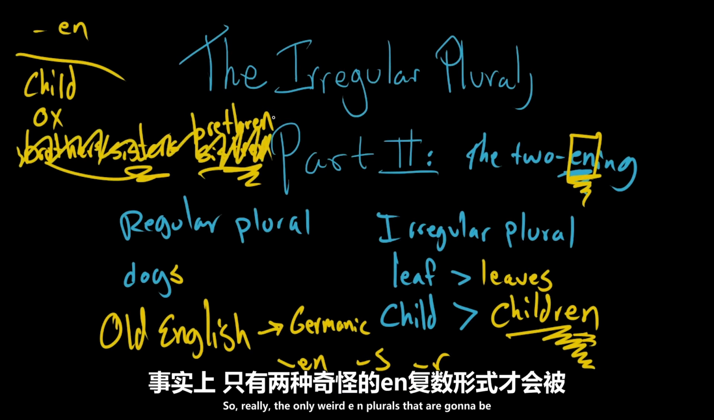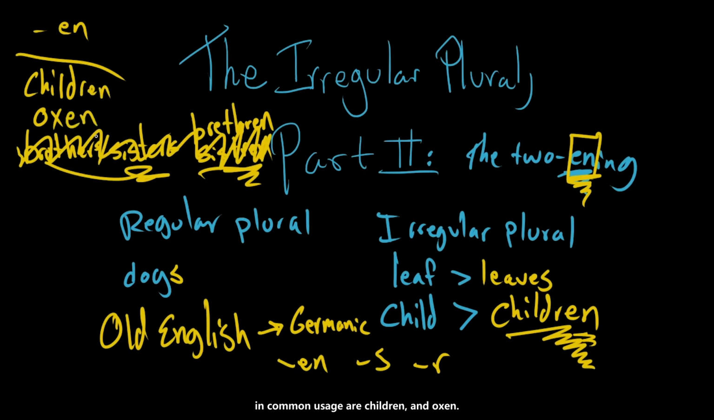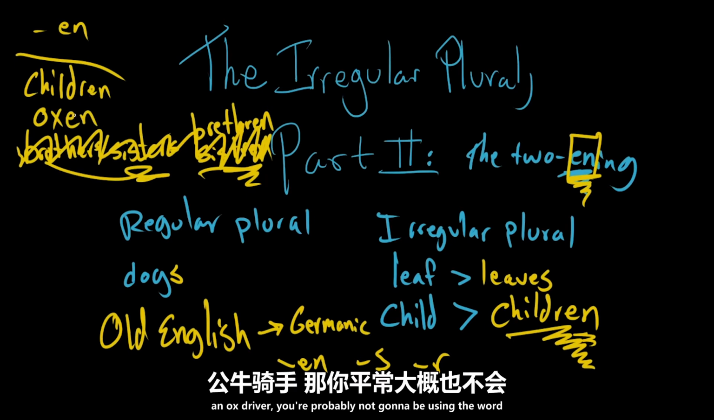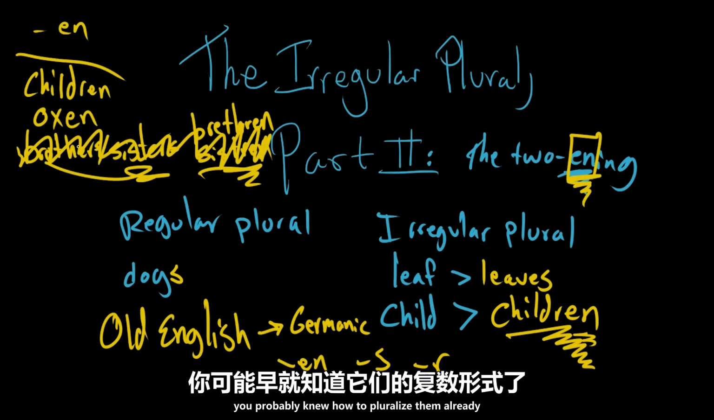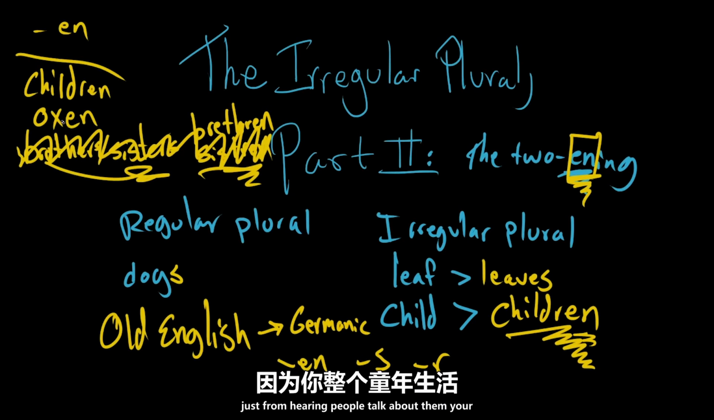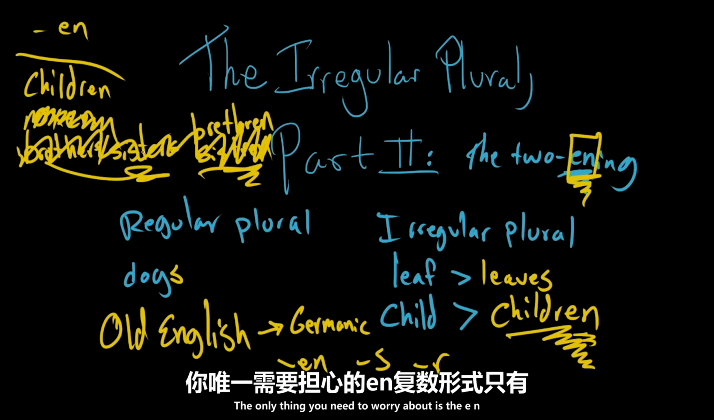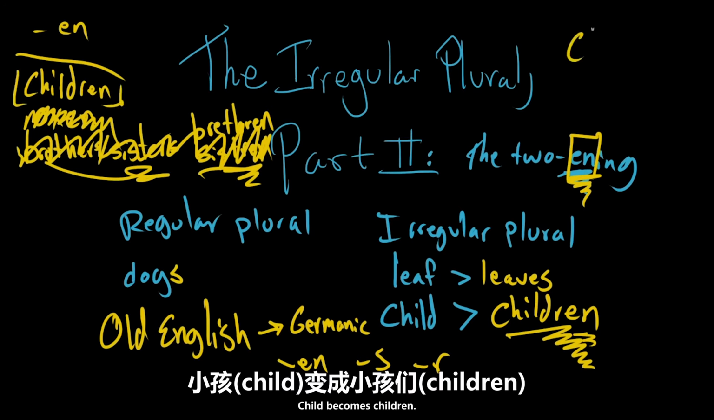So, really, the only weird en plurals that are going to be in common usage are children and oxen. And unless your family raises musk oxen or you're an ox driver, you're probably not going to be using the word ox very often. And if oxen are a big part of your life, you probably knew how to pluralize them already just from hearing people talk about them your entire childhood. So I'm going to cross that off too. The only thing you need to worry about is the en in children. Child becomes children.